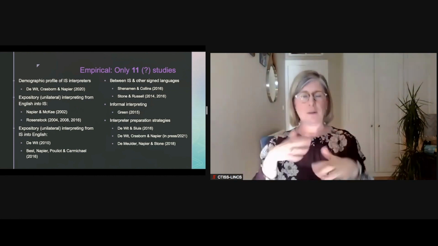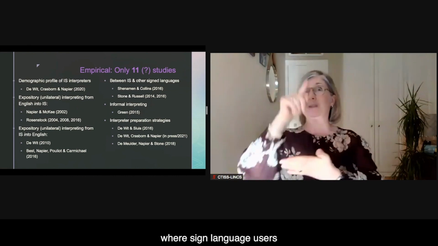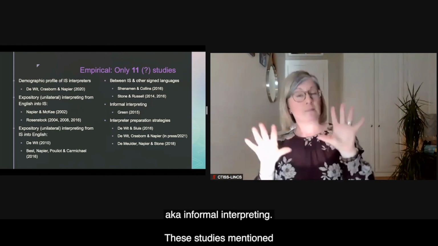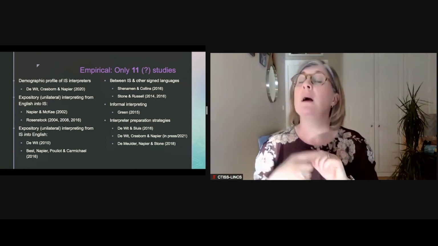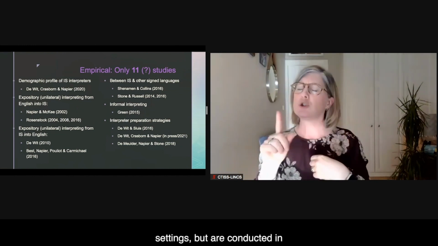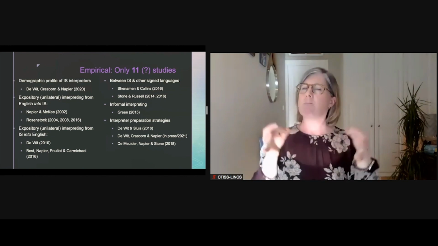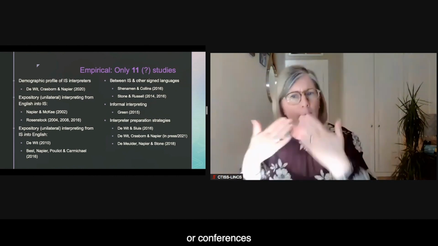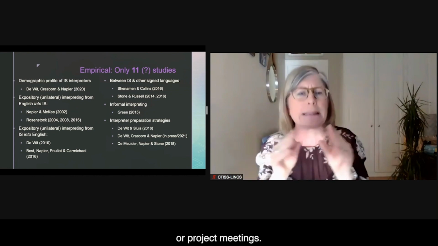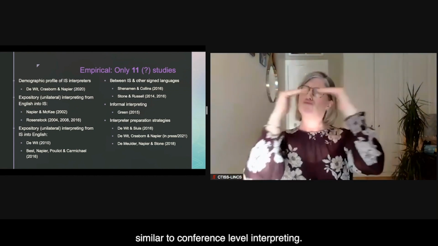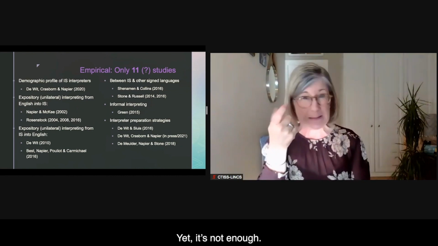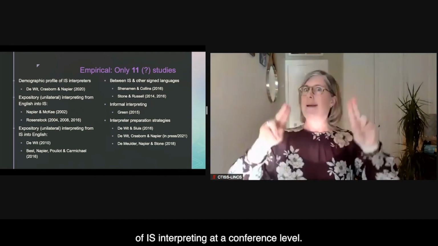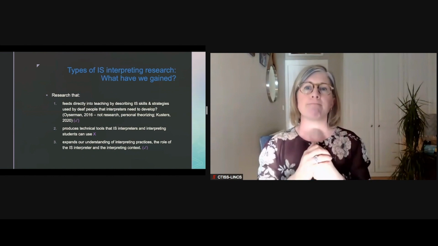There was also research conducted on informal interpreting, where sign language users clarify the information interpreted by hearing interpreters amongst each other, aka informal interpreting. These studies mentioned are not specifically in conference settings, but are conducted in formal settings, such as postgraduate educational settings, conferences, or project meetings. However, all these settings are similar to conference-level interpreting. Yet, it's not enough. The work we have provides little information, research, or evidence of IS interpreting at the conference level. We simply need more research.